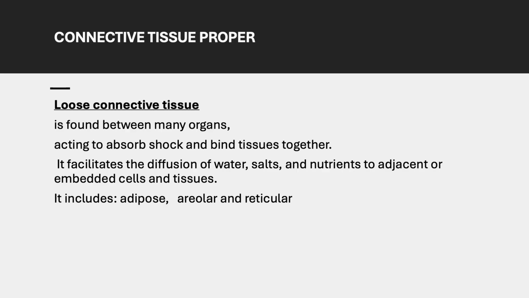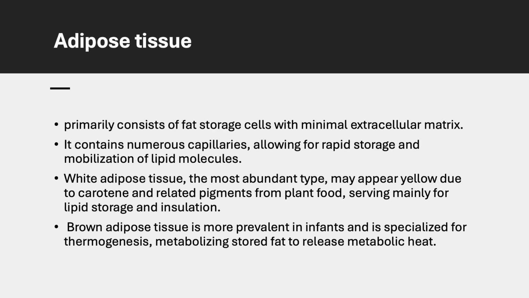So, if we discuss connective tissue proper, we said it's dense or loose connective tissue. Loose connective tissue is found between many organs, acting to absorb shock and bind tissues together. It facilitates the diffusion of water, salts, and nutrients to adjacent embedded cells and tissues, and it includes adipose and areolar tissue, as we said. Adipose tissue primarily consists of fat storage cells with minimal extracellular matrix, containing many capillaries, allowing rapid storage and mobilization of lipid molecules.